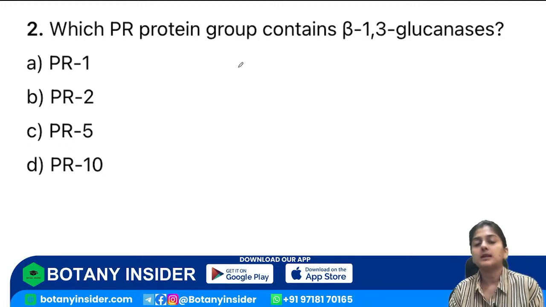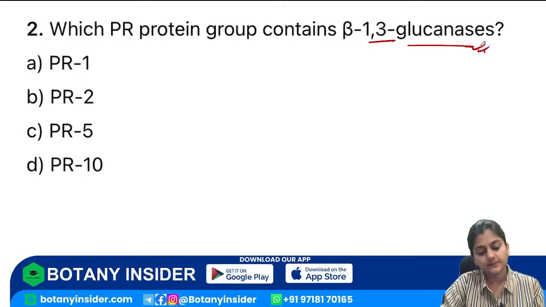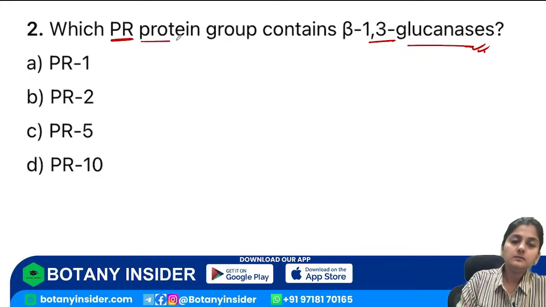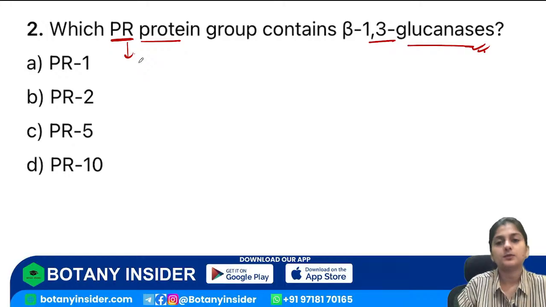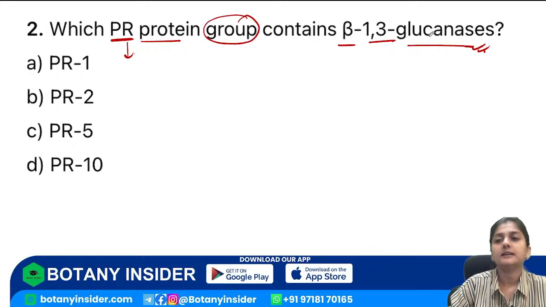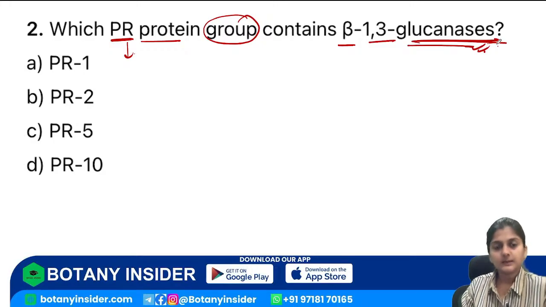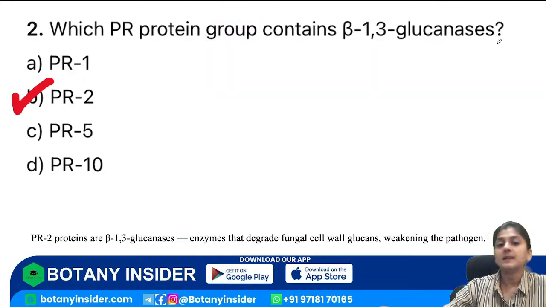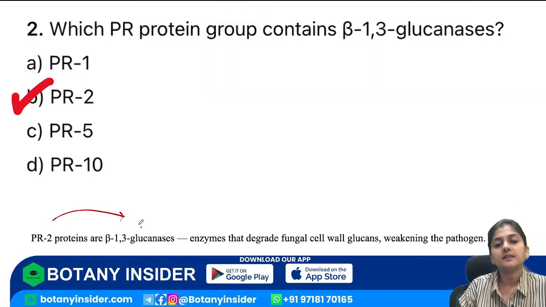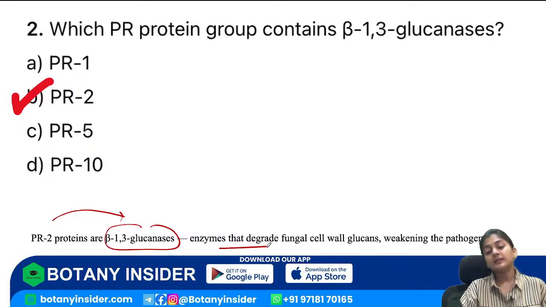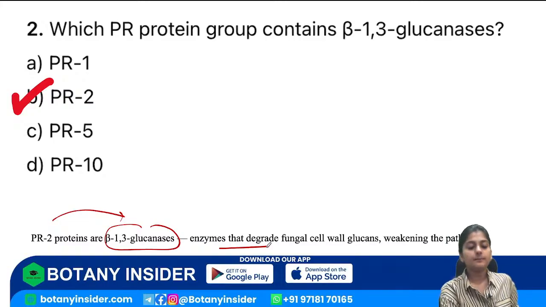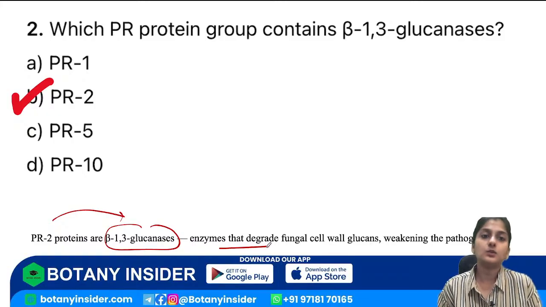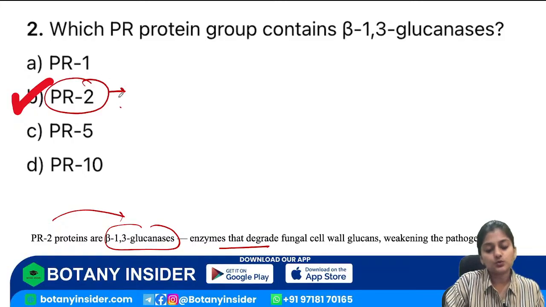Which PR protein group contains beta 1,3 glucanase? Can you try this one? Which pathogenesis related protein group contains beta 1,3 glucanases? PR1, PR2, 5 and 10. Let's see. The answer is PR2. PR2 contains beta 1,3 glucanases, the enzymes that degrade the fungal cell wall glucans, weakening the pathogens, right? So the answer is option number 2, PR2, pathogenesis related protein 2.